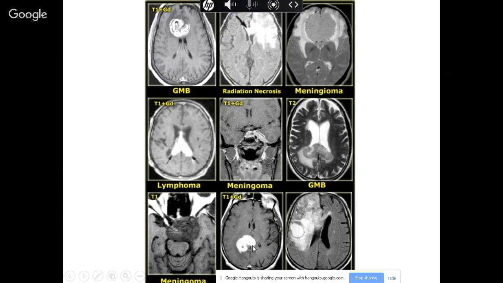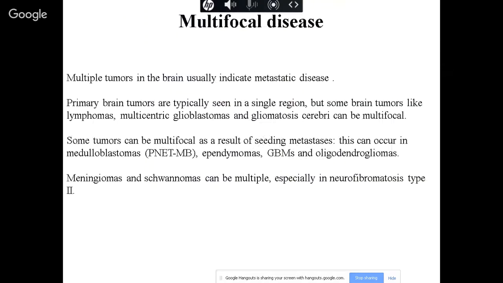This is a classical lymphoma, and this is the GBM, they cross the middle line. So this is a group of tumors. You want to know whether or not they cross the middle line, all right?